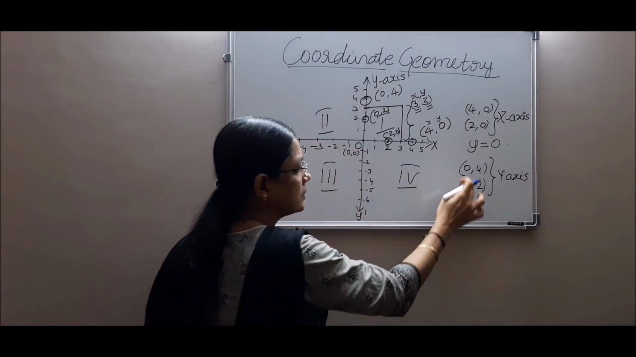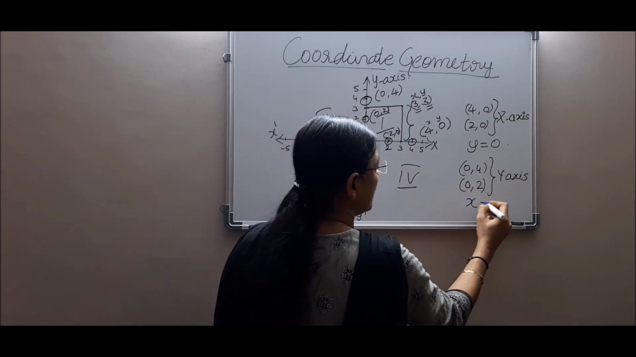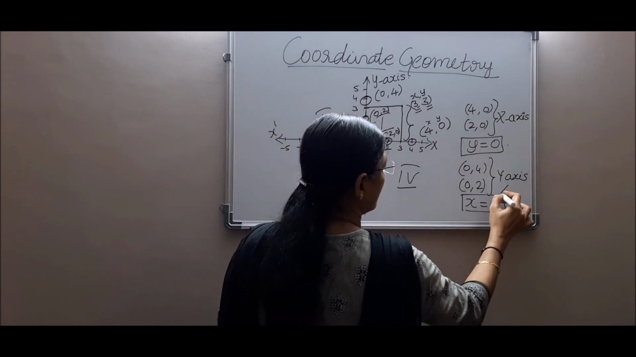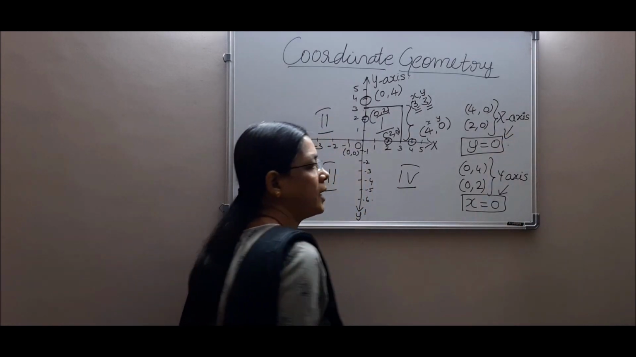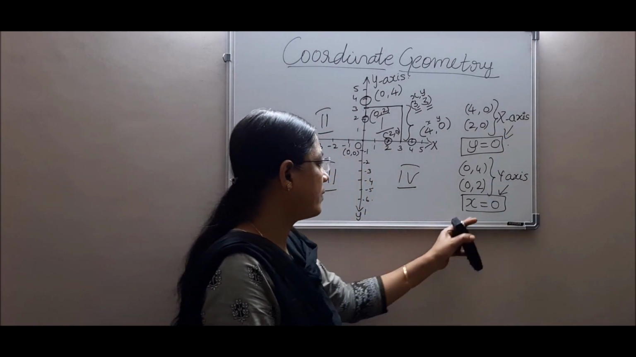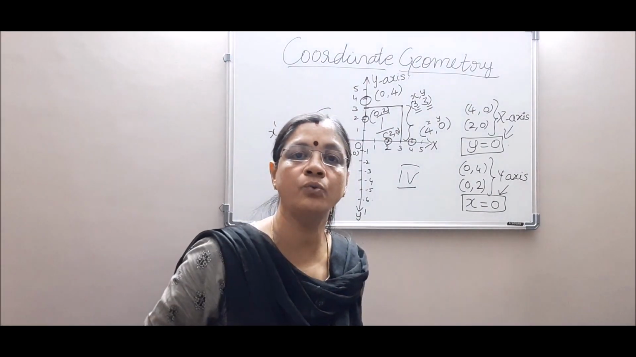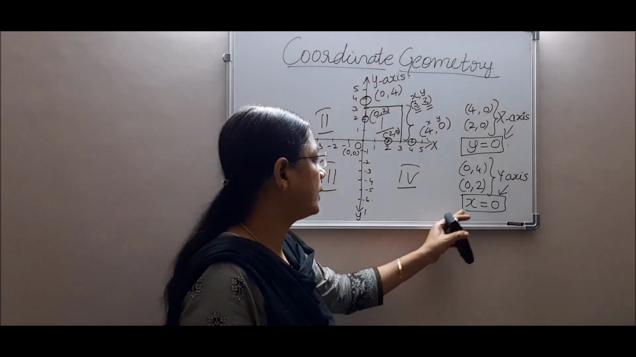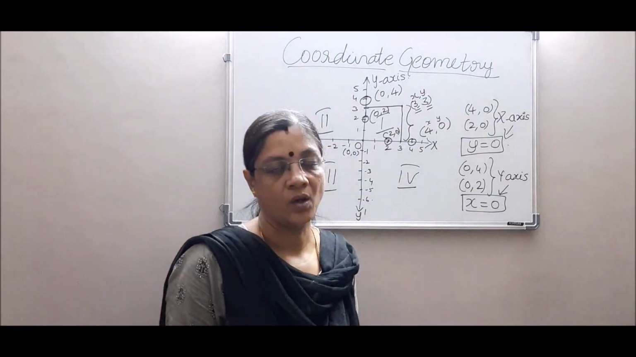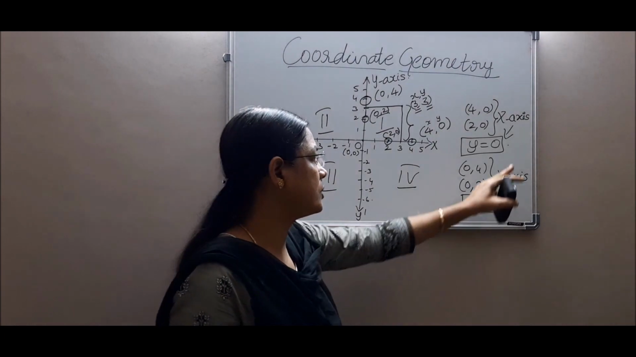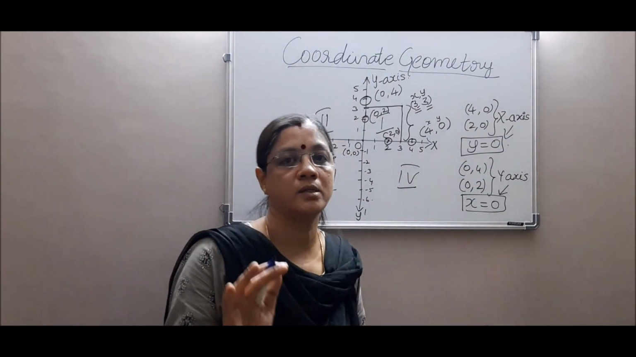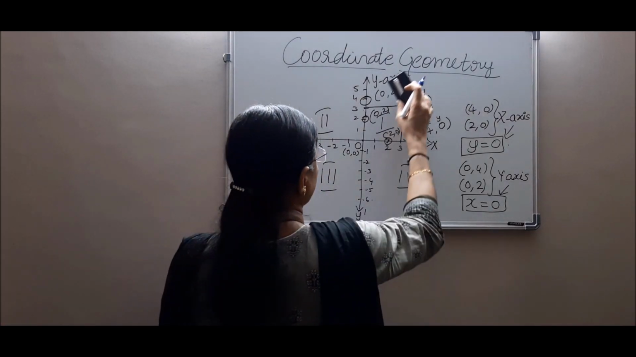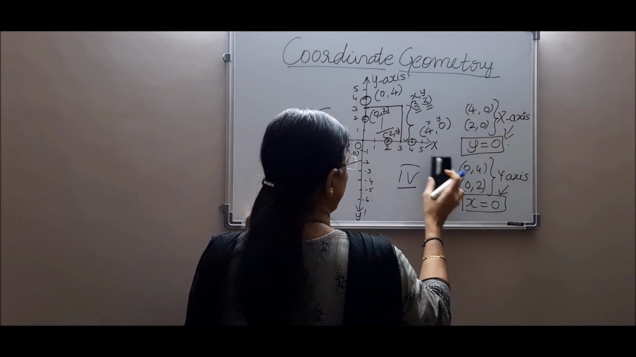So here you have 0 as the x-coordinate, so the equation has to be x = 0 for the y-axis. Just as we had y = 0 for the x-axis, we have x = 0 for the y-axis. So whenever you see the equation x = 0, you will know that it is the y-axis. So the equation for the y-axis is x = 0 and the equation for the x-axis is y = 0. Do you understand? So that is how we represent the points on the x-axis and y-axis. Okay.